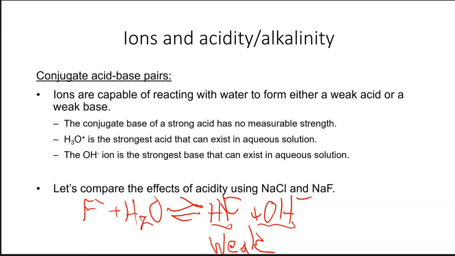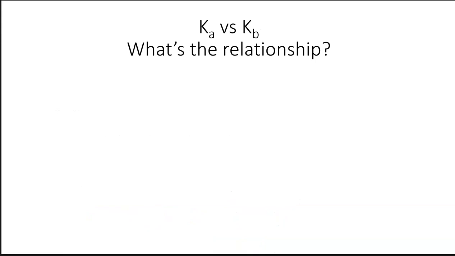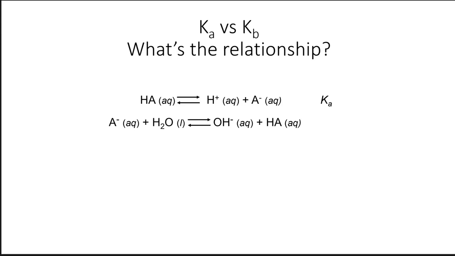So let's talk about this in terms of equilibrium constants. So we have Ka and Kb. For a generic weak acid, HA dissociates into H plus and A minus. And if we take the conjugate ion of that acid, that is A minus, and react it with H2O, we get OH and HA, and this is a Kb reaction.